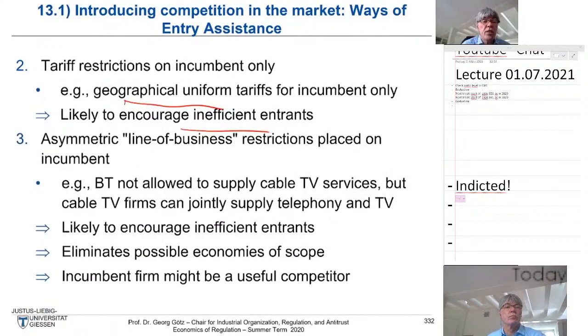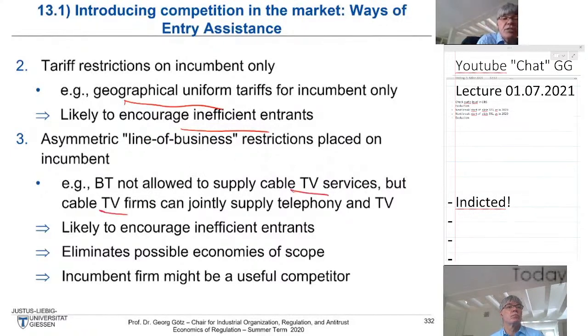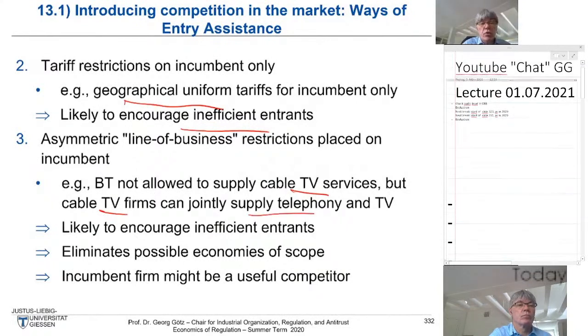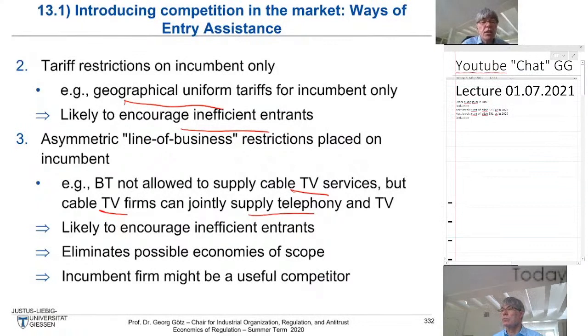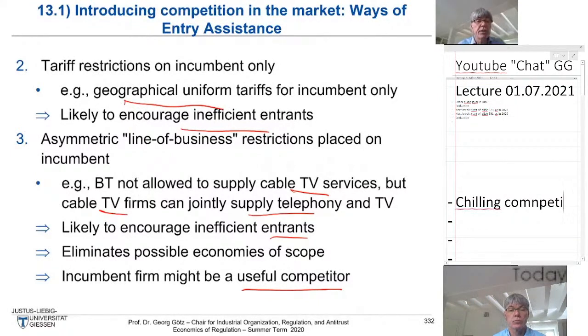In the UK, you had so-called asymmetric line of business restrictions placed on the incumbent. So British Telecom was not allowed to supply cable TV services, but the cable TV companies were allowed to supply, today we would call that double play or triple play, telephony and TV. Again, this encourages inefficient entry, and in a sense, we always call it chilling competition. The incumbent firm might be a useful competitor in TV services. Remember the Magenta offer, or Deutsche Telekom called it Service Entertain for some time. Of course, that's then an important competitor, for instance, to the cable TV companies. And it might also eliminate possible economies of scope.